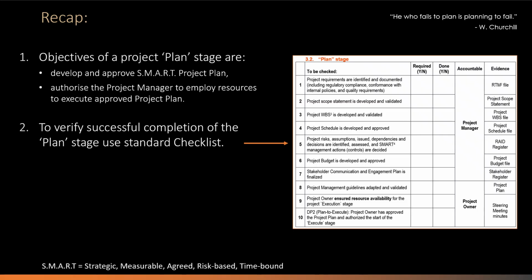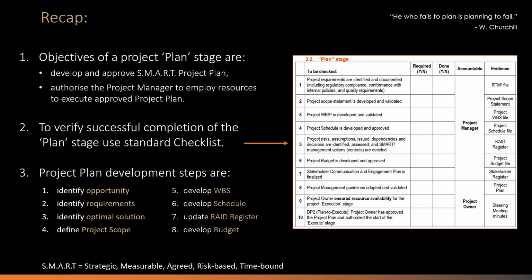When it comes to development of a project plan, 8 steps have to be performed in the following sequence: identify project opportunity, identify stakeholder requirements, identify the optimal solution which will fulfill agreed project requirements, then define project scope. After that, develop the project work breakdown structure. Based on the project work breakdown structure, we have to develop the project schedule. After the schedule is ready, we can update the risk register and, if needed, add additional activities and schedule them to mitigate identified project risks. And finally, we can develop a project budget.